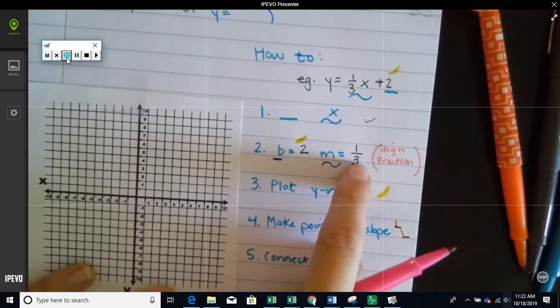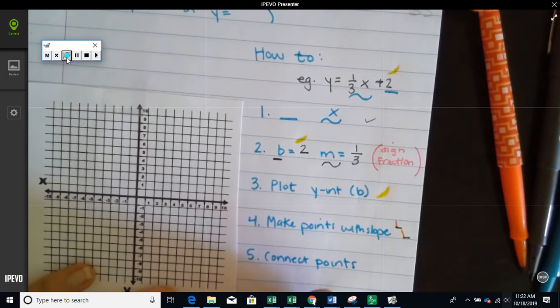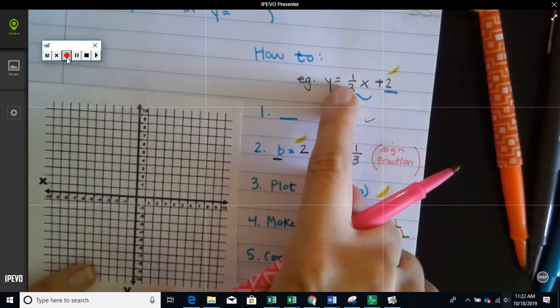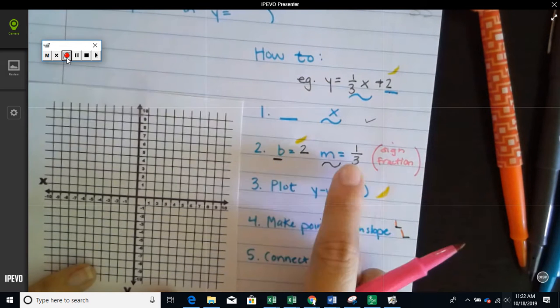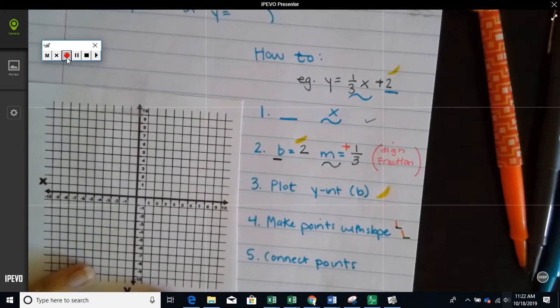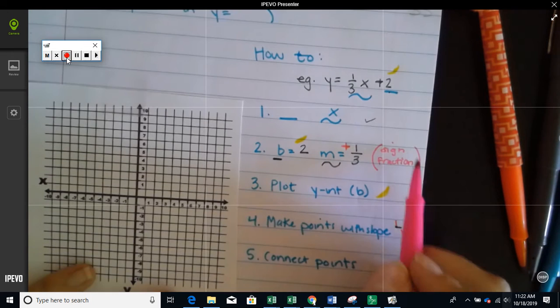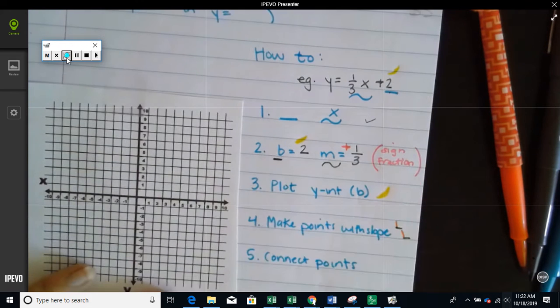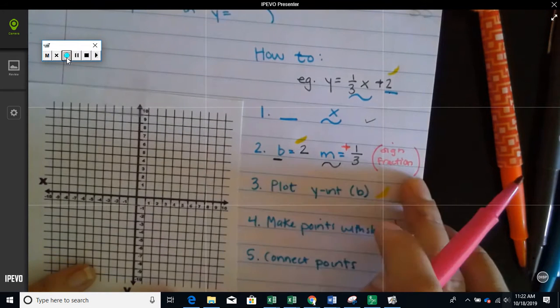So it is already a fraction. It's already written as a fraction. I'm going to show you what happens if they don't write it as a fraction. And I don't see a negative in front. So when there's no negative in front, it's positive. And I would highly recommend you always write the sign, whether it's negative or positive, and you always write it as a fraction. Okay, we did step number 2.